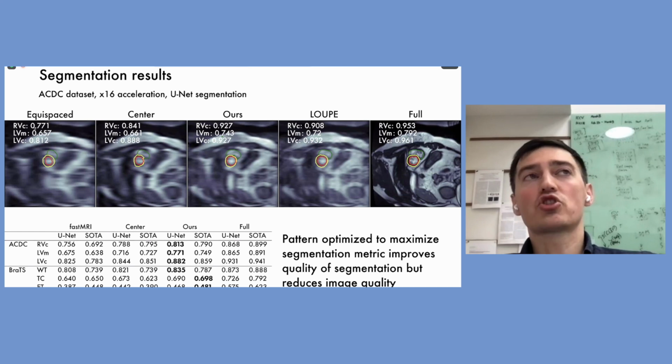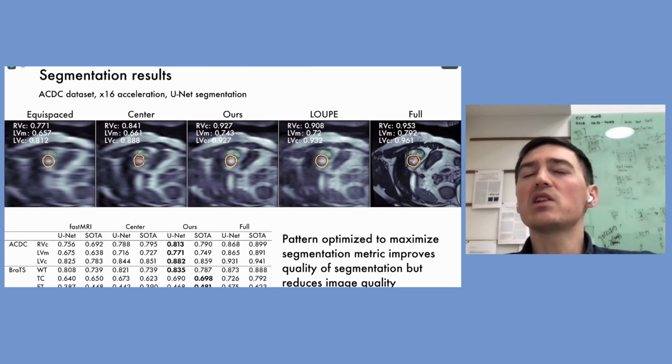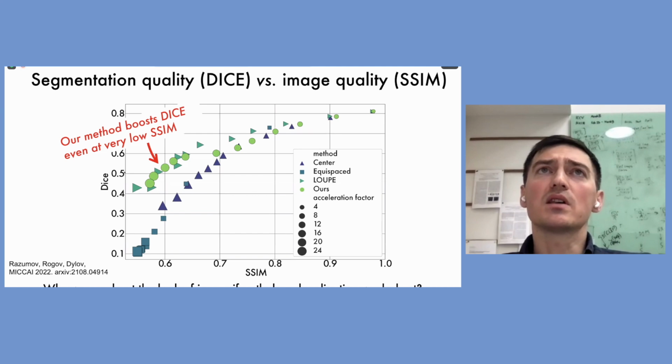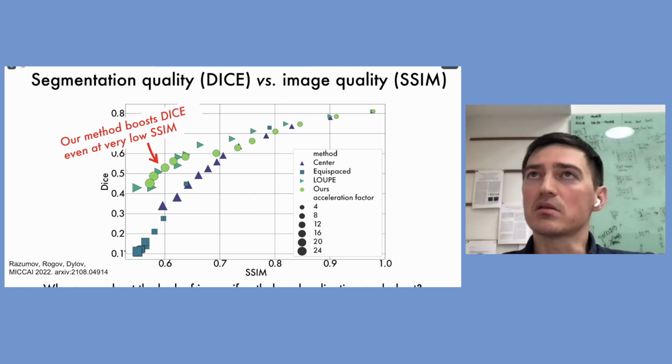Actually, the models show very low dice scores for these classes. In our case, even though the image looks bad, you can still boost the quality of the segmentation, as shown in these metrics. This is an aggregate of this study, where on one axis we show the overall quality of reconstruction, and on the y-axis we show the quality of segmentation.